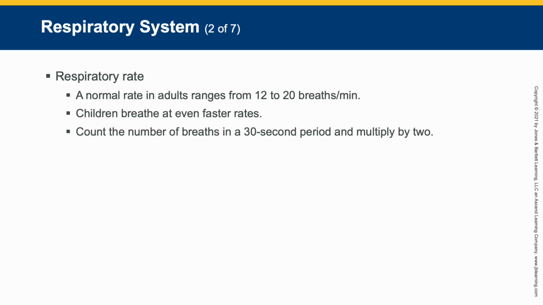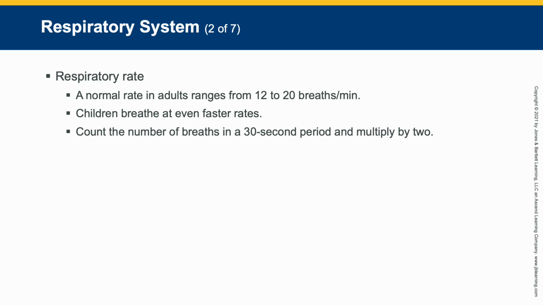So to begin your assessment of the respiratory system, we should really look at the patient's respiratory rate. In adult patients, the normal range is between 12 to 20 breaths per minute, while children will generally breathe much faster. We'll talk about those numbers a little later when we get to the pediatrics chapter. Now, count the respirations. For best practice, you want to count the respirations by watching the chest rise and fall for 30 seconds and then multiplying it by 2.